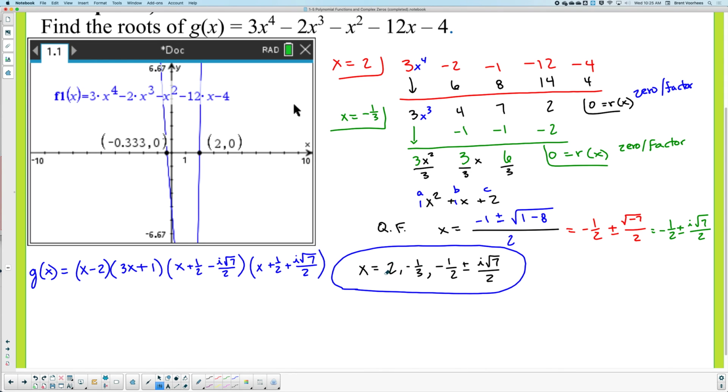So notice how all the signs switch. The positive 2 becomes a negative 2. The negative 1/3 became positive, 3x plus 1. This negative 1/2 becomes a positive 1/2, and that does not change because that's the real portion of it. The imaginary portion does change as the conjugate pair. You have one that's negative, one that's positive. Goodness gracious.